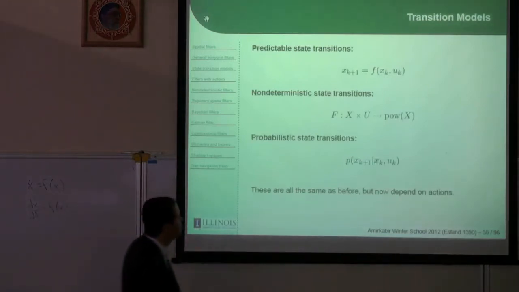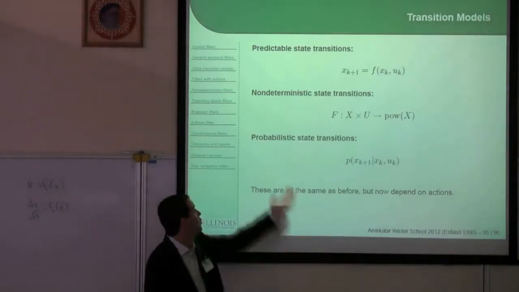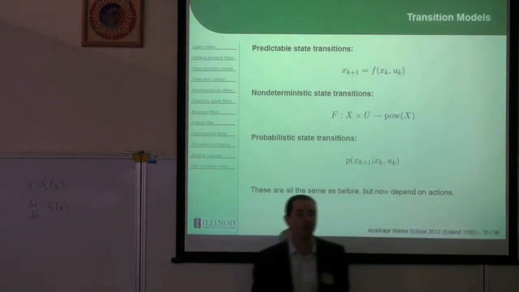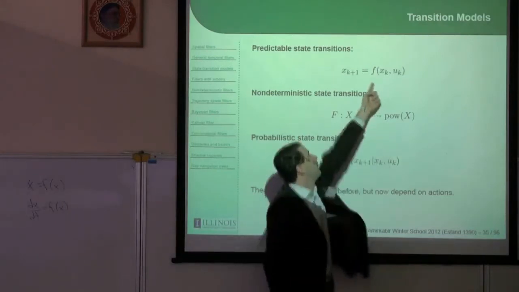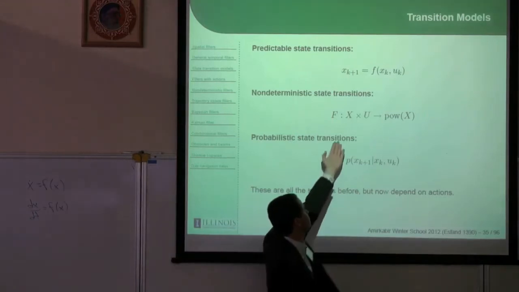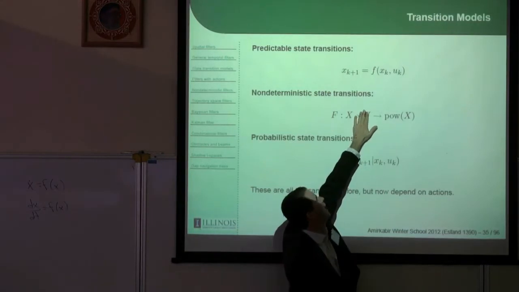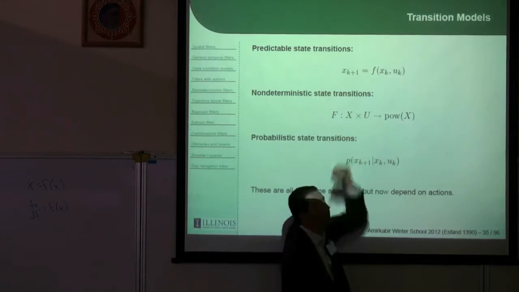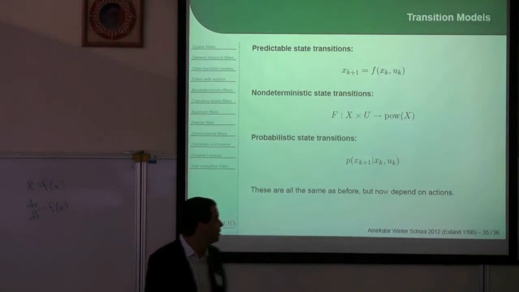So when I have that, I take my previous models and I just add uk to all of them. So the predictable state transitions just has a uk here, and this is what we call a discrete time control system. If you've seen control systems before, this one here is a discrete time control system. In the non-deterministic case, it looks like this, where I don't know if you remember the previous one did not have u here. It just said x goes to the power set of x. Now we have u, so given the state and the action, we get a set of possible next states.